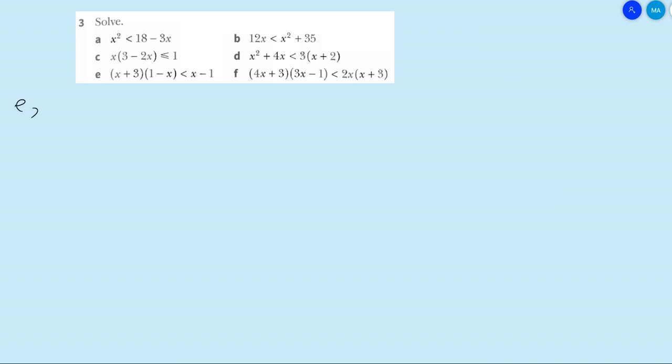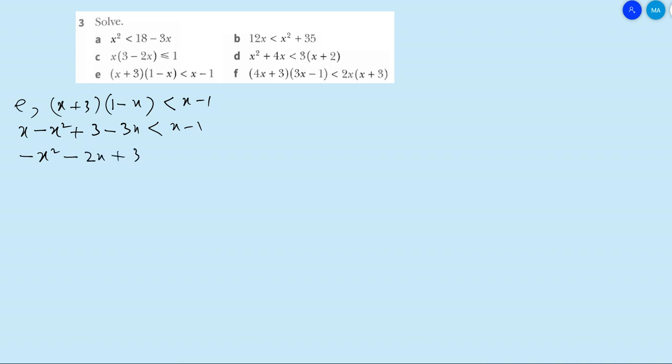Part E is (x + 3)(1 - x) < x - 1. First multiply the two brackets: x into 1 is x, x into minus x is minus x squared. 3 ones are 3, 3 into minus x is minus 3x, and then x minus 1. So minus x squared minus 3x plus x is minus 2x plus 3 greater than x minus 1.